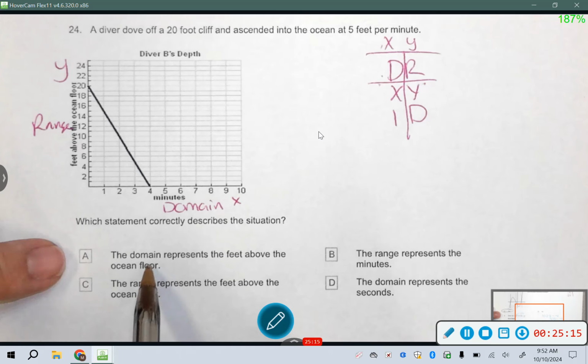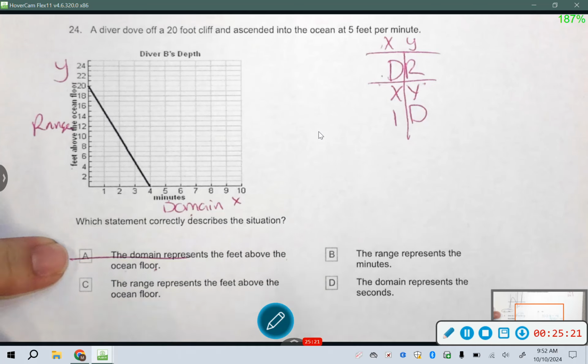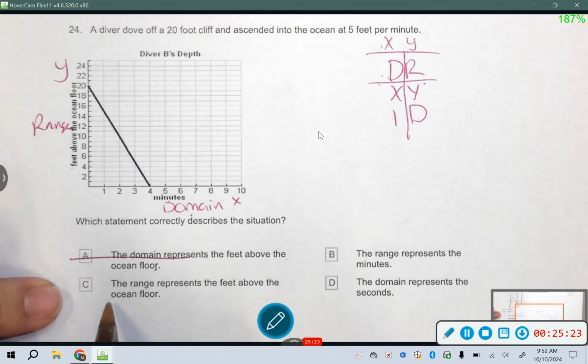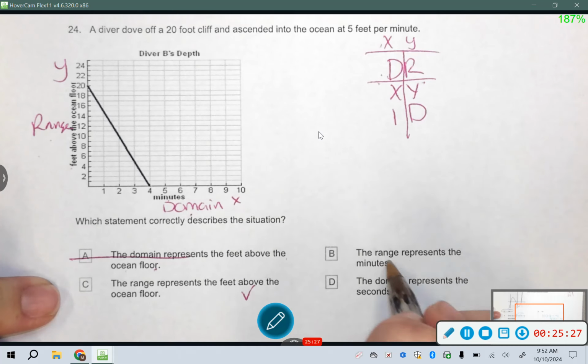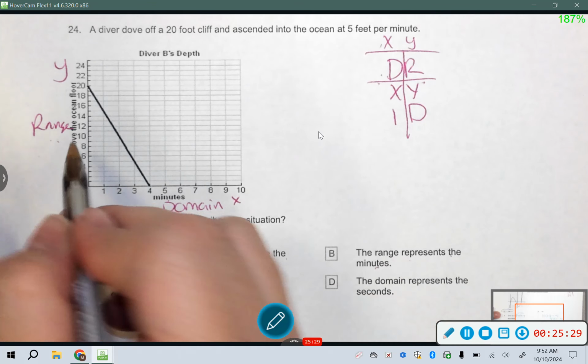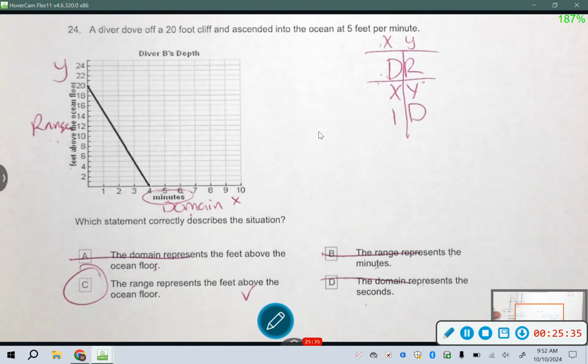It says the domain represents the feet above the ocean floor. Well, domain represents minutes. This is feet above ocean floor, so that's wrong. The range represents the feet above ocean floor. So far, yes. Range, feet above ocean floor, so that's a yes. The range represents minutes. Range does not represent minutes. The domain represents seconds. This says minutes, not seconds, so that's wrong. So C is my answer.